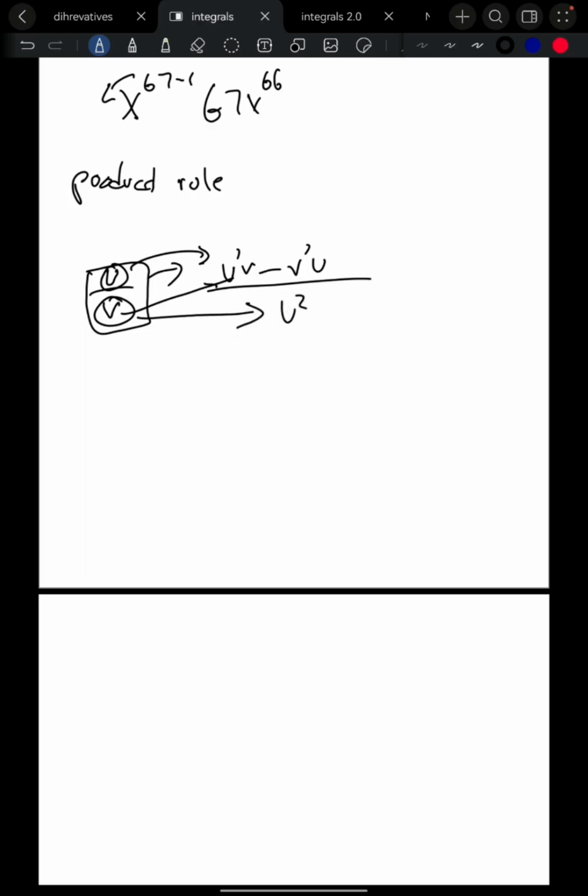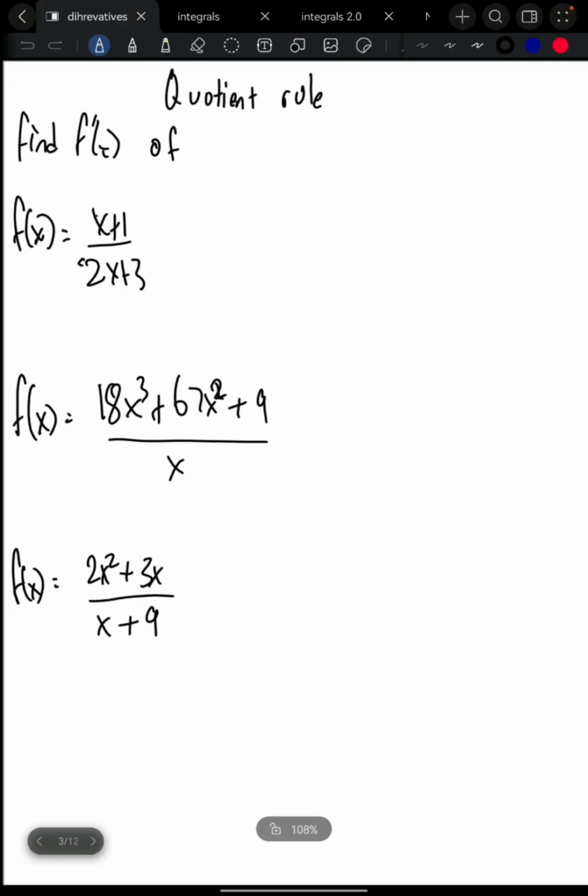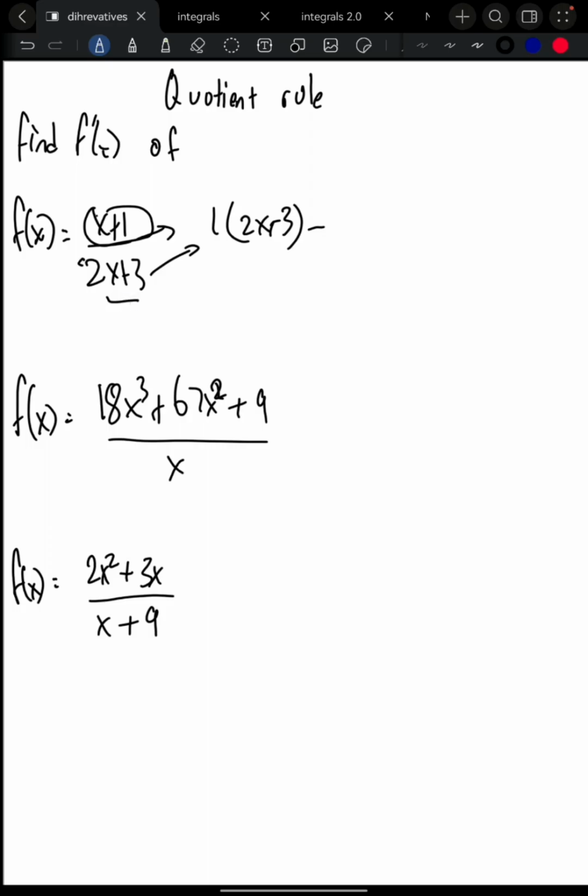It's pretty useful in most things. For this one, I take the derivative of the first one, which is 1. Multiply by v, so 2x plus 3, minus the derivative of v, which is 2, times the first one, and divided by v squared, which is 2x plus 3 whole squared. That's the first one.